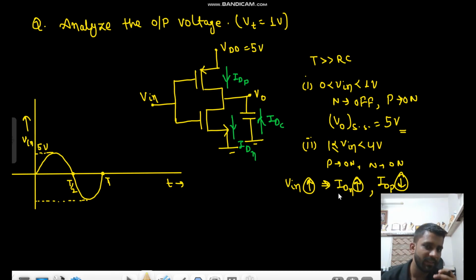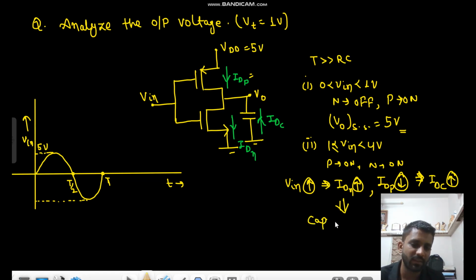If IDP is decreasing, let us assume this is 1 ampere, this is 4 ampere. So there has to be 3 ampere current from this side, right? So that's why we have made the direction of IDC like this. So that means your IDC increases, right? That means the capacitor starts discharging.